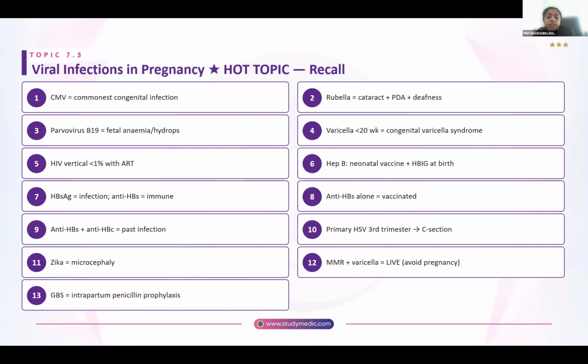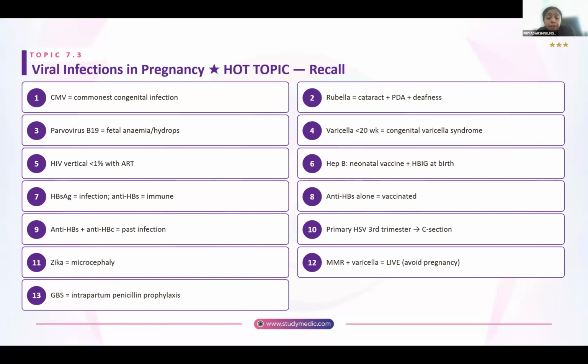Now, viral infections, what are the key things that we just discussed? The commonest congenital infection is with cytomegalovirus. With rubella, we saw there's a triad of cataract, PDA, and deafness. Parvovirus B19 is associated with fetal anemia and hydrops. Varicella, chickenpox, at less than 20 weeks, is associated with congenital varicella syndrome. With HIV, the vertical transmission goes to less than 1% if the woman is started on ART. Hepatitis B, you give the neonatal vaccine and HBs immunoglobulin at birth.